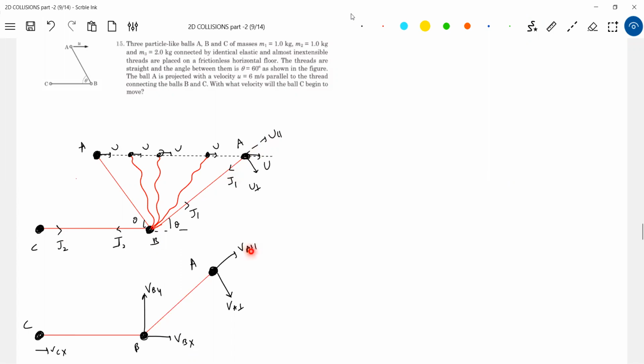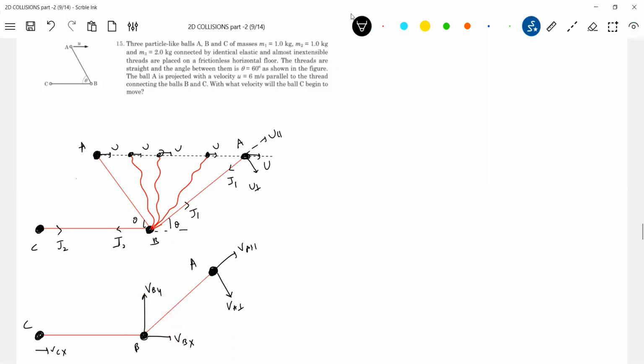So I'm writing VA parallel. What about VA perpendicular? It will not change. I'm very sure it will become U perpendicular, because this component is perpendicular to string 1. So this will be as it is. What about B? Why do we have to show it? Somewhere it will move. Because of impulse J1 cos theta and J2, it will have an X component of velocity. Because of J1 sin theta, a Y component of velocity. So I'll put it in this way.